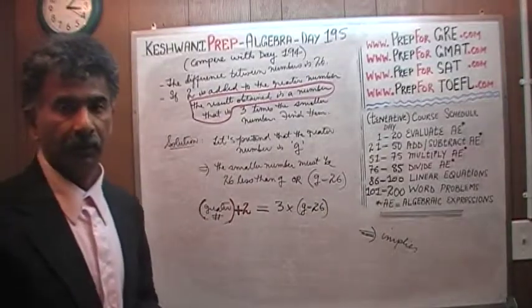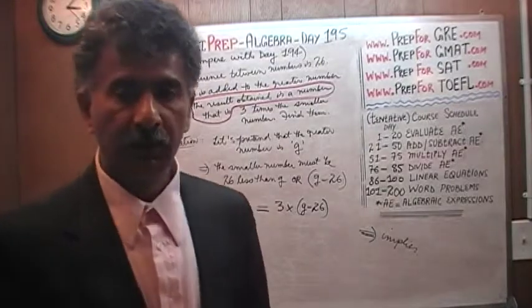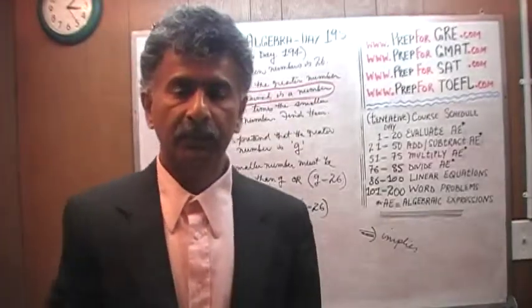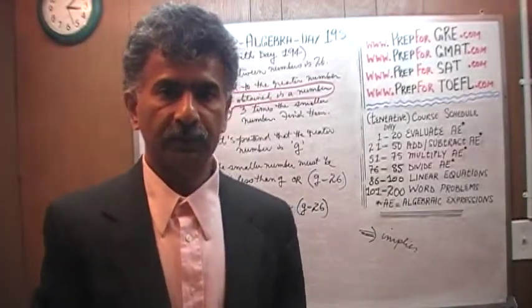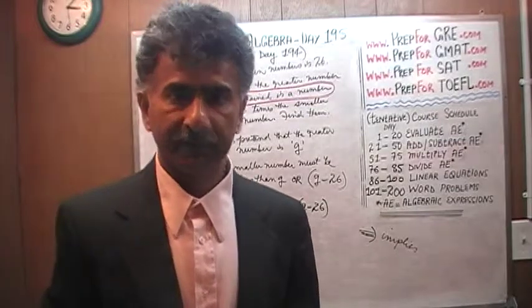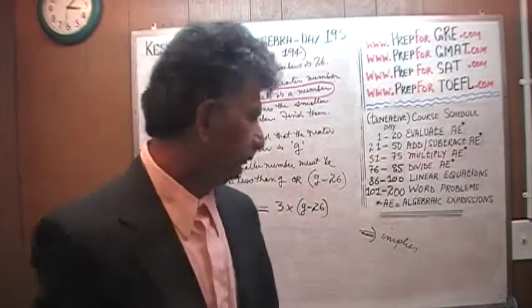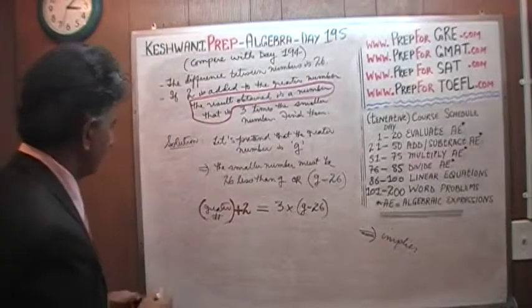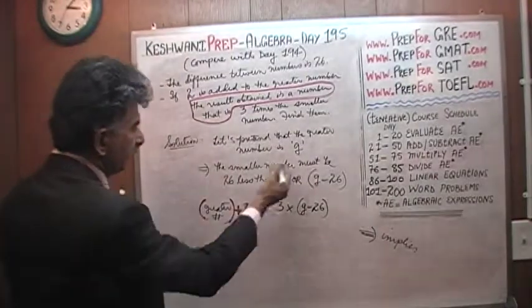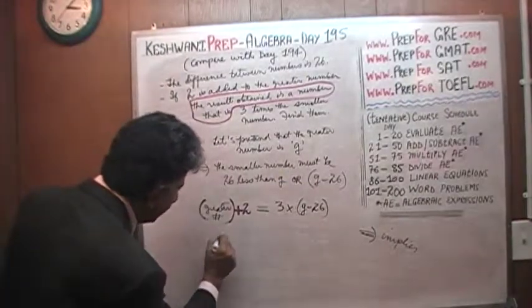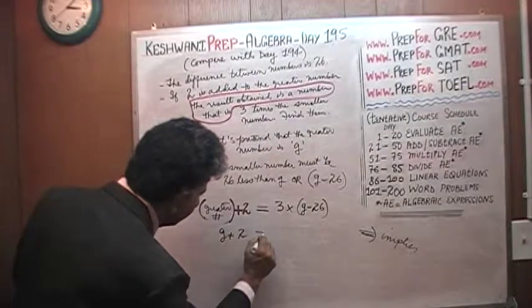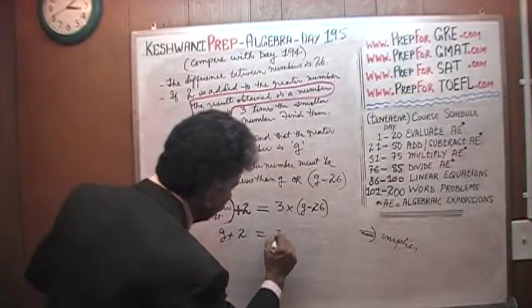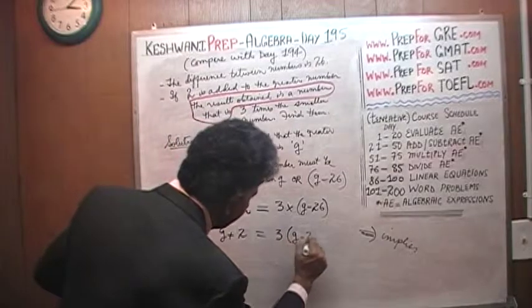This is the most important part. This is the most important ingredient of solving any algebra problem, which is making sure that the equation that you came up with is in fact the right one. So the greater number is G. That's what we're calling it. So G plus 2 equals 3 times G minus 26.